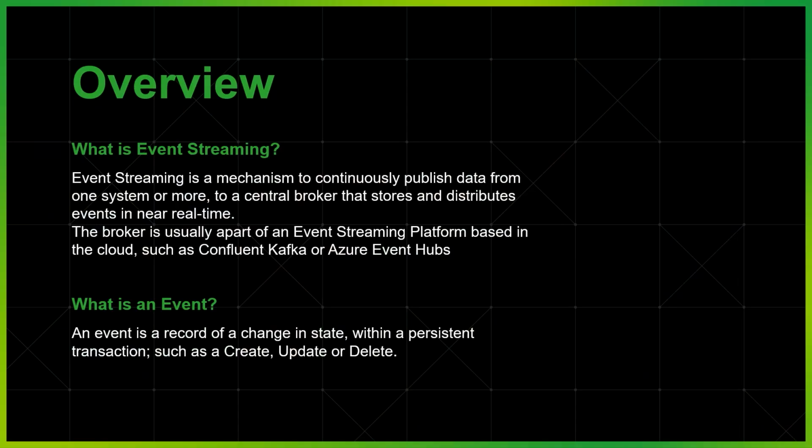Firstly, what is event streaming? Event streaming is a mechanism to continuously publish data from one or more systems to a central broker. The central broker is usually a part of a cloud-based event streaming platform like Azure Event Hubs or Confluent Kafka. It handles the storage and management of the event stream. It is the core platform that enables the seamless distribution and access to the events by consumers.